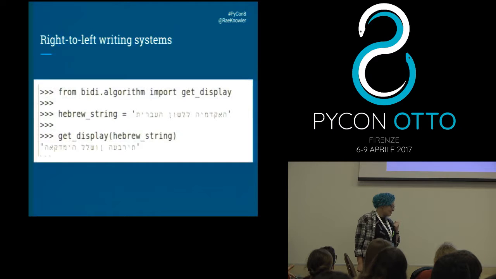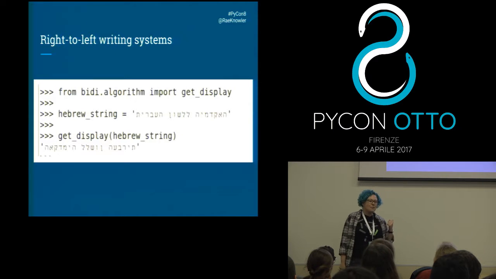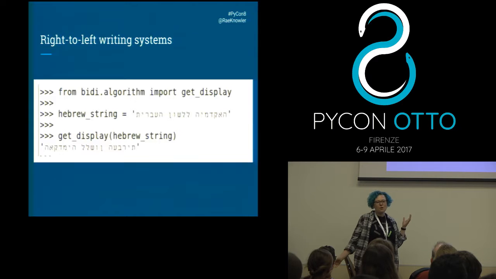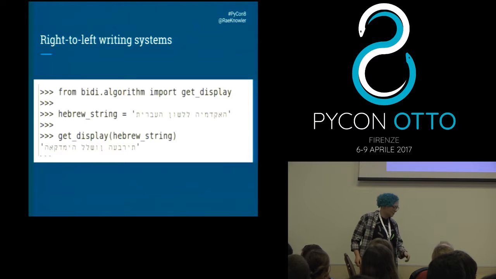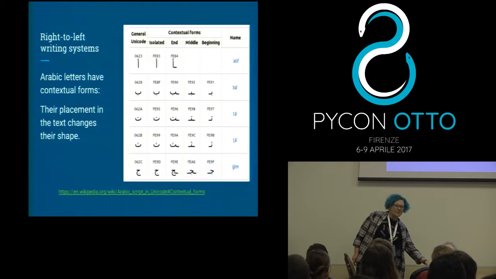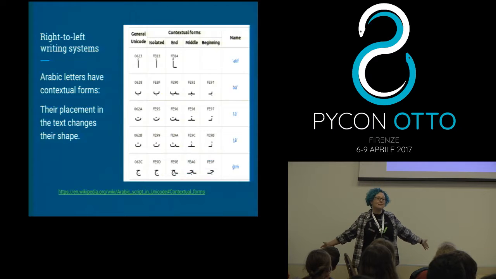You get display. I'm inputting here my Hebrew string, and that's in the logical order, like the way your brain processes it or a computer processes it. And then I can just get the display form of that with BIDI. And as you can see, they are reversed, and one is a lot easier to read for someone who speaks Hebrew. Awesome, so we can do right to left writing.